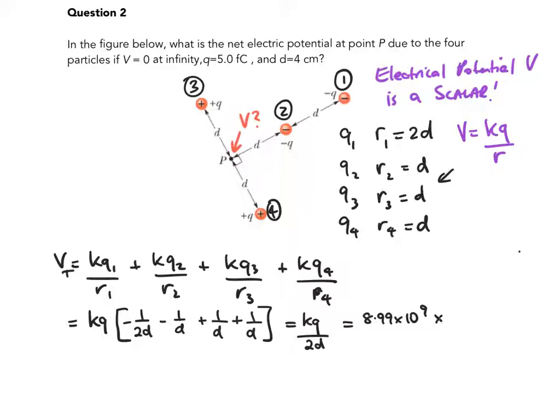Q, we're told, is 5 femtocoulombs, so 5 by 10 to the -15 is femto. Divided by 2 times the distance, which was 4 by 10 to the -2, 4 centimeters. That gives us an answer of 5.62 by 10 to the -4 volts.